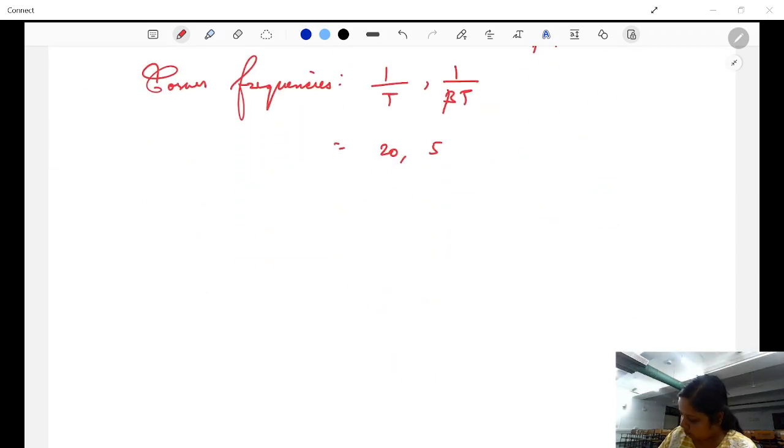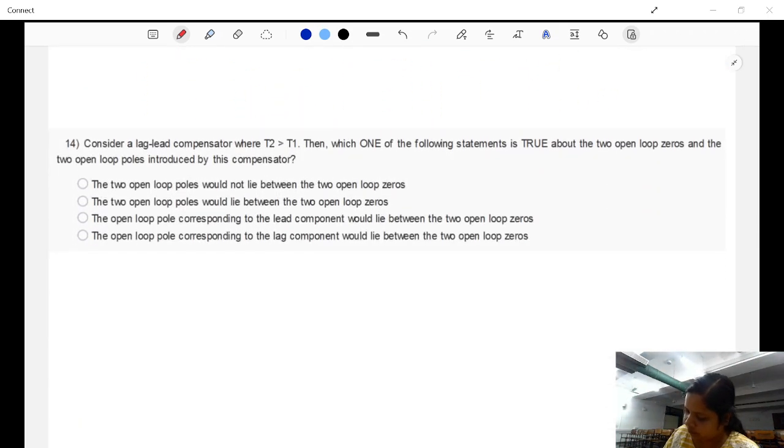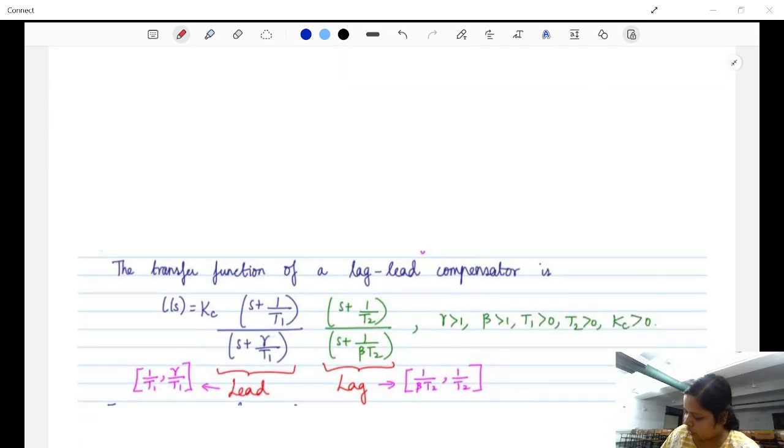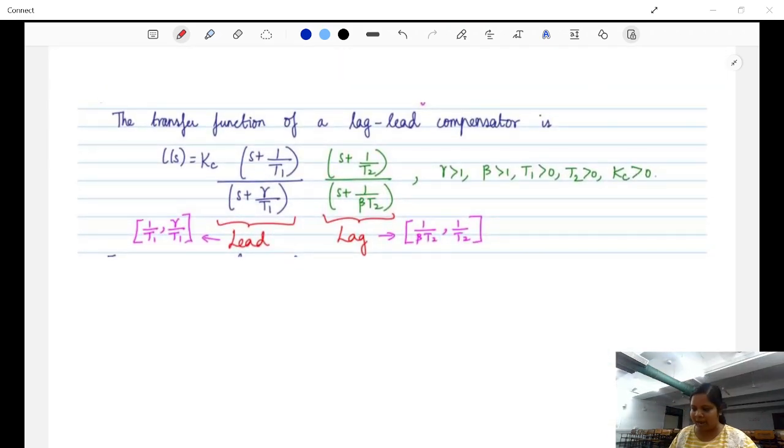The next question: consider a lag lead compensator where T2 is greater than T1. This is important because it will help you in determining the position of the poles and zeros. Which one of the following statements is true about the two open loop zeros and the two open loop poles introduced by the compensator? Before going with this question, I'll bring your attention back to this transfer function.